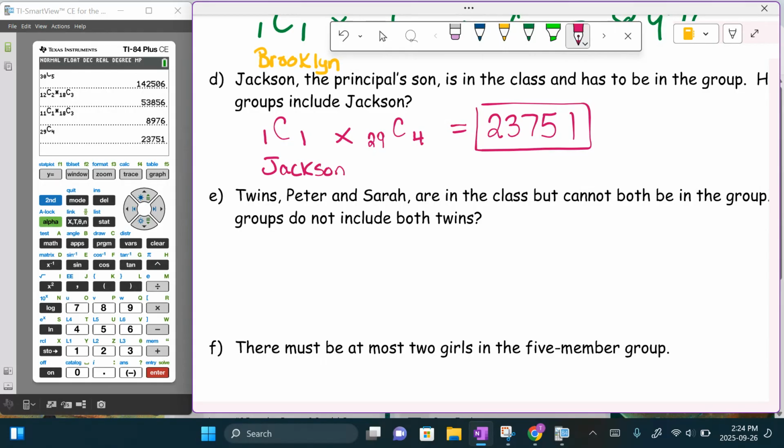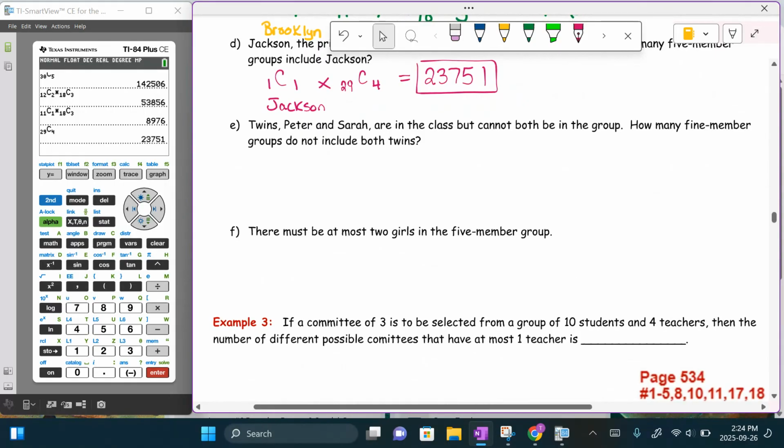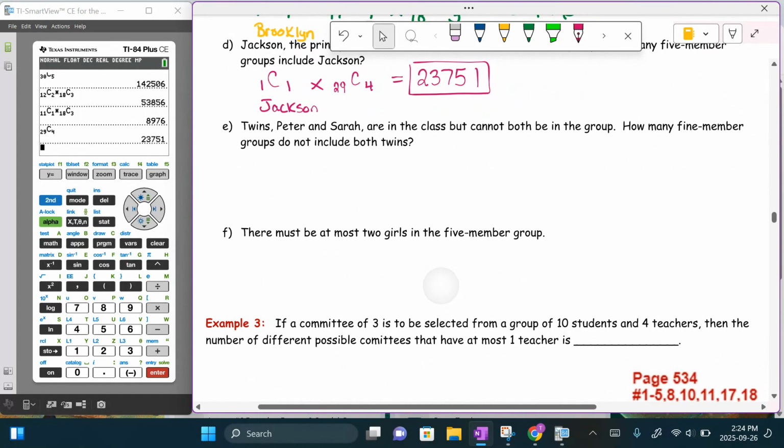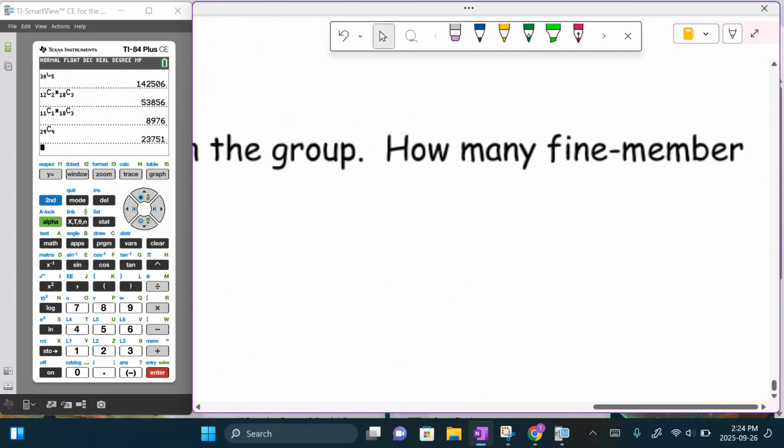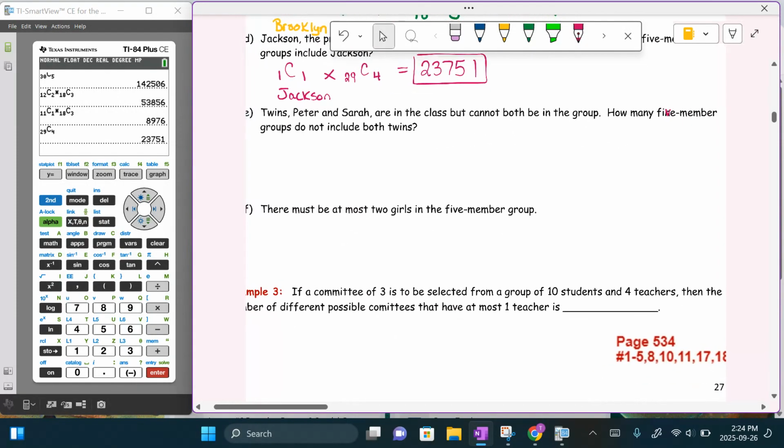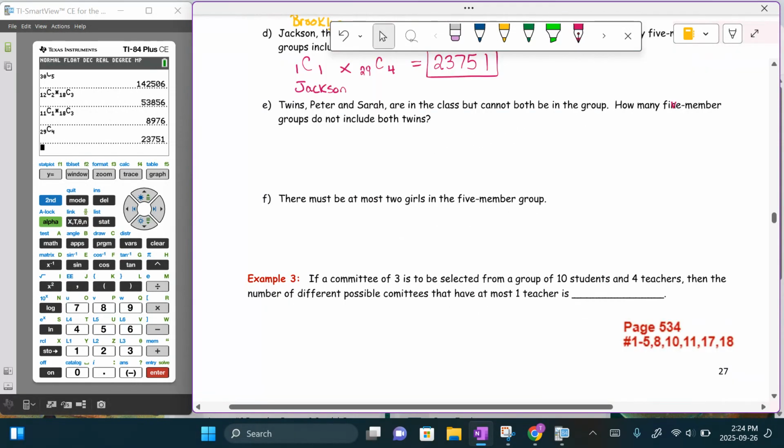Right, so stop me if I lose anybody. So far we should be good. Oh, fix that. Sorry. All right, so next one says twins. Peter and Sarah are in the class but cannot both be in the group. How many 5-member groups do not include both twins? So guess what we'll do here?